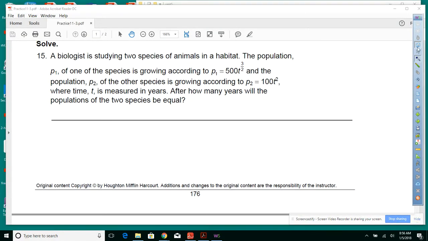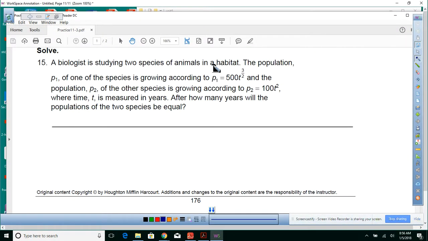Number 15. A biologist is studying two species of animals in a habitat. The population P sub 1 of one of the species is growing according to P sub 1 equals 500 T to the 3/2 power, and the population P sub 2 of the other species is growing according to P sub 2 equals 100 T squared, where time T is measured in years. After how many years will the two populations be equal? So it's asking, when is P sub 1 going to equal P sub 2? Well, we can figure that out.